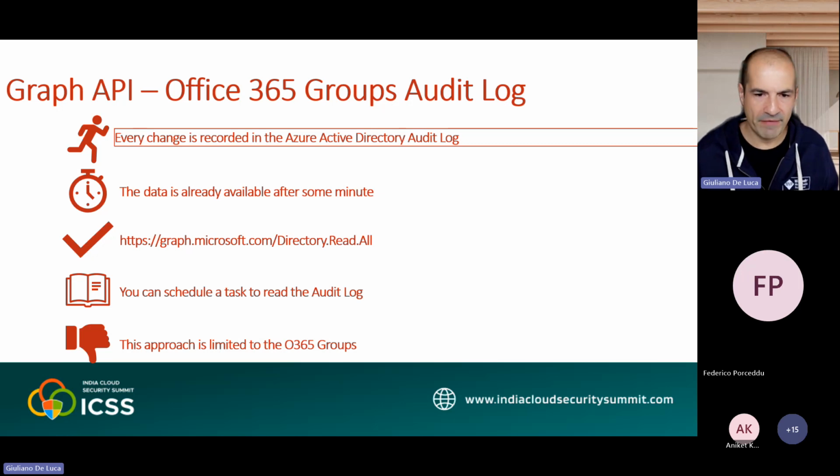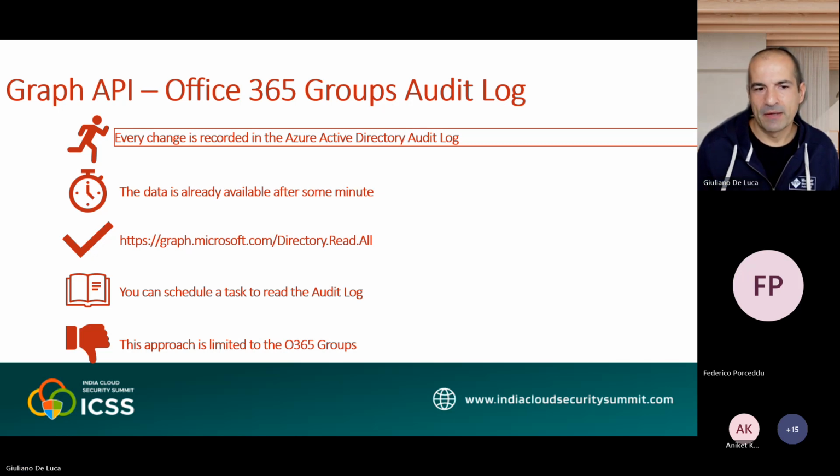You need a specific permission for that. You need to grant permission in order to consume the Graph API. And then you can schedule your process to read the audit log in order to pull out this information and then trigger your process. So if you use this approach with the Microsoft Graph API, this is limited to the Microsoft 365 groups.